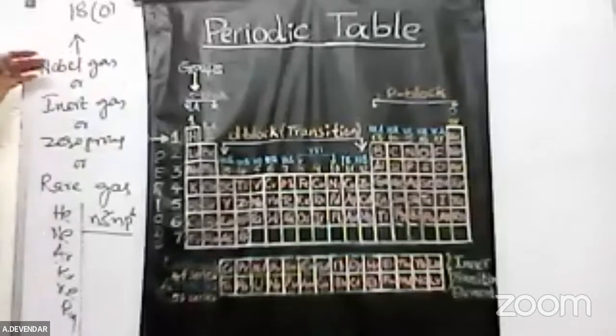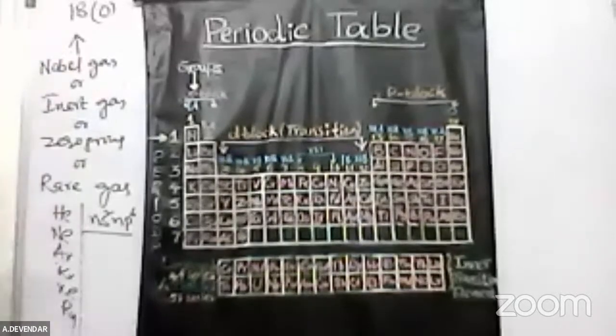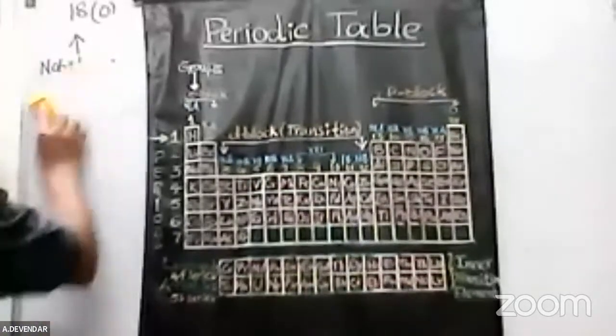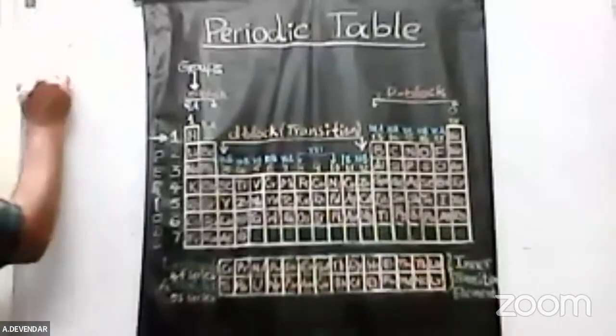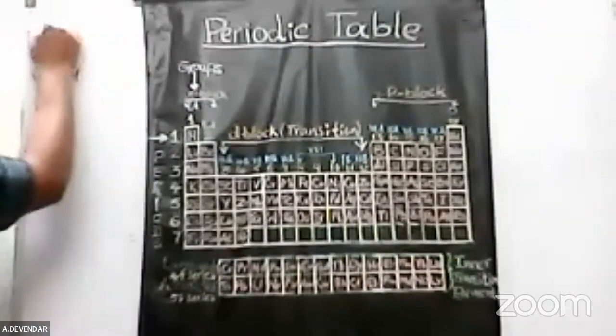First is the noble gas elements. Next is the representative elements. What do you mean by the representative elements? It means S and P block. The second classification is representative; the first classification is noble gas.